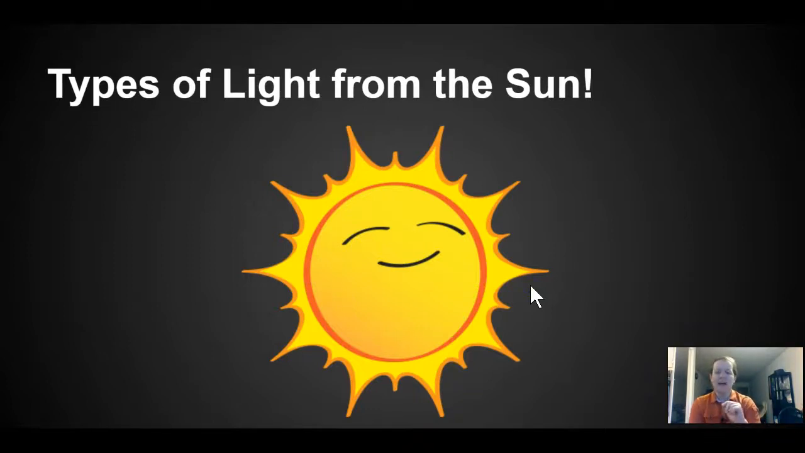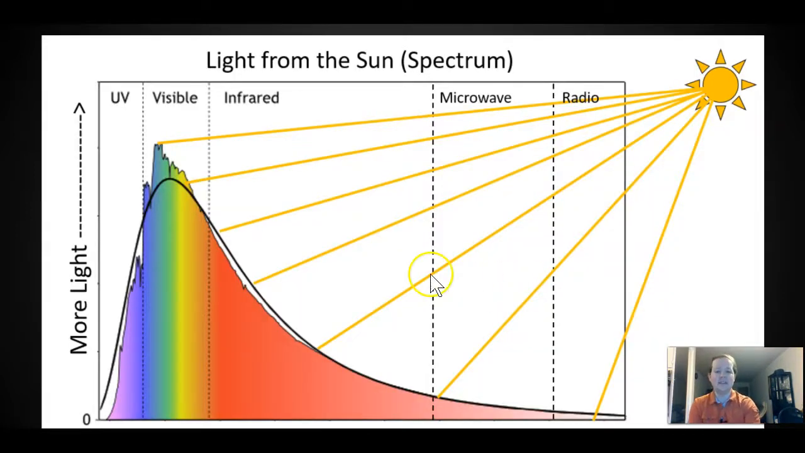Let's look at the types of light from the sun. Now, here's a picture. I think we saw this picture before. This is a graph. Here's the sun. This is a graph of the different types of light. Here's some of them: UV, visible, infrared, microwave, radio. Different types of light from the sun.